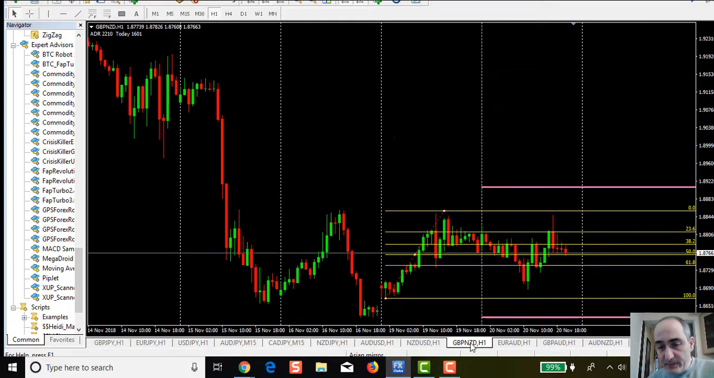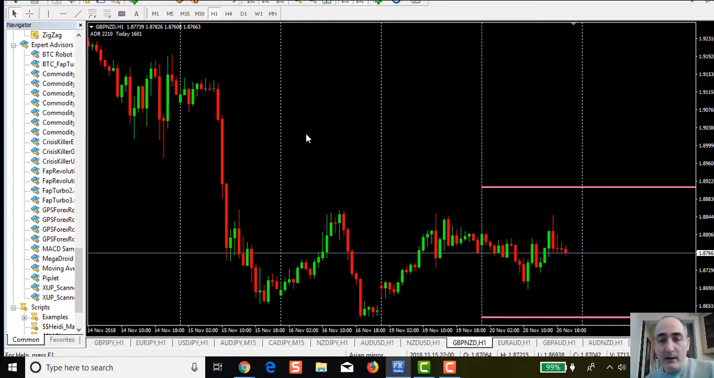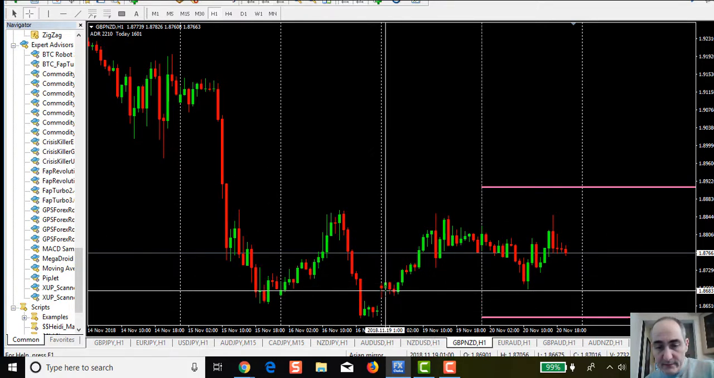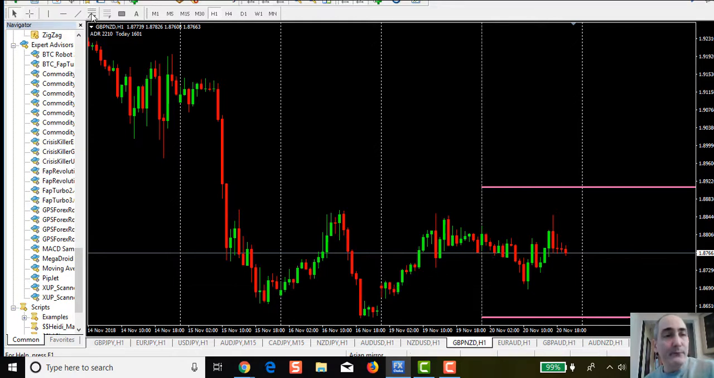The other one is GBP-NZD. Okay, so we're going to look at the same thing here real fast, and then this is going to be the last one we look at for today. So yesterday it made a move up, right? If we measure from where it opens the day to where it closes the day, we get 80 pips. So that's a good move up, right?